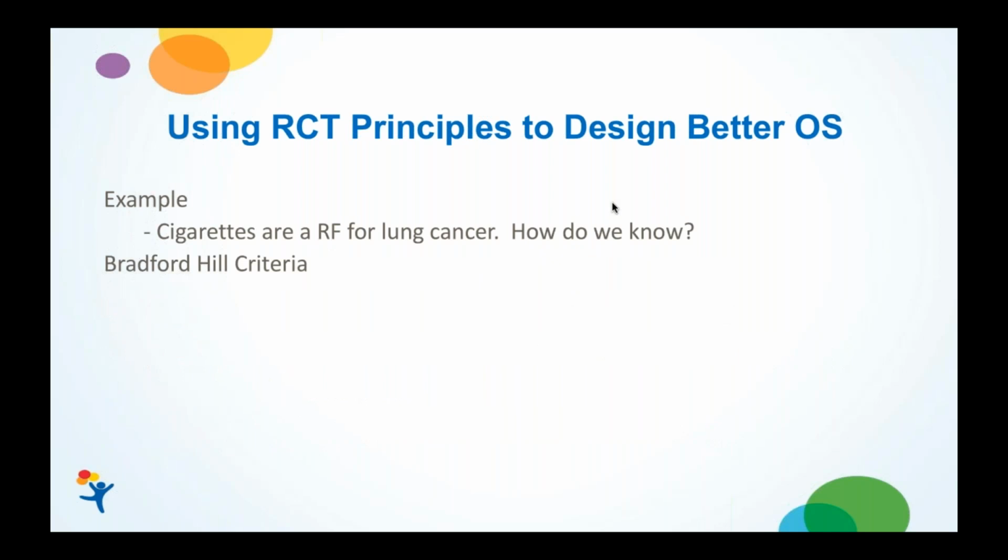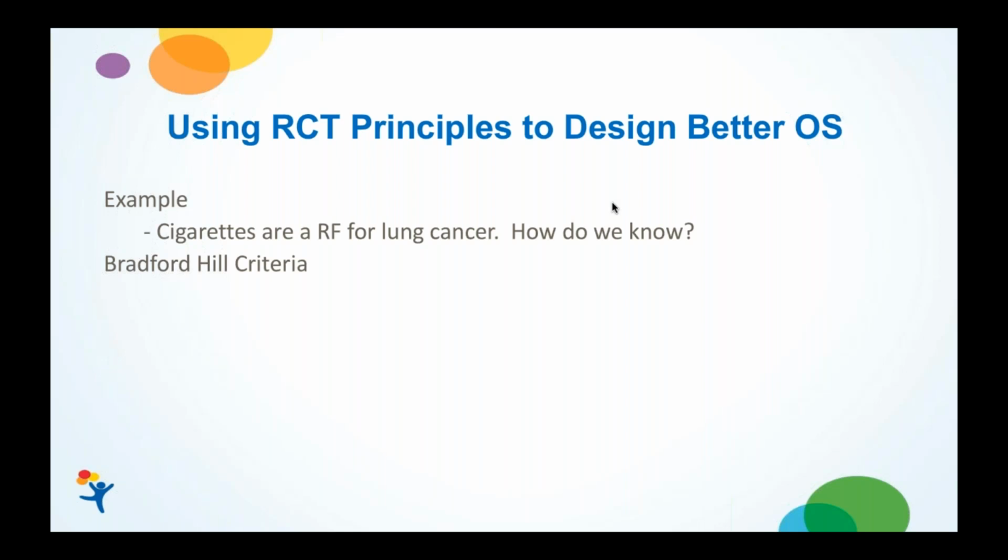Okay, so in this series of articles, they talked about using RCT principles to design better observational studies. And there's something called the Bradford-Hill criteria. I don't know who Bradford or Hill were, but presumably somebody a lot smarter than I am. They talked about the example of cigarettes as a risk factor for lung cancer. Well, there's never been a randomized controlled trial for that, right? You tell half the people to smoke and half the people not to smoke, and see who gets more lung cancer. But it's pretty well established that cigarettes are a risk factor for lung cancer.